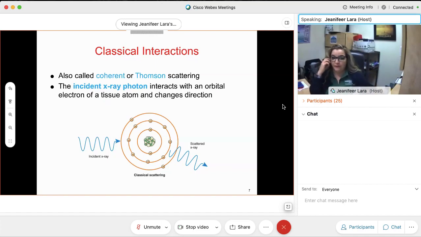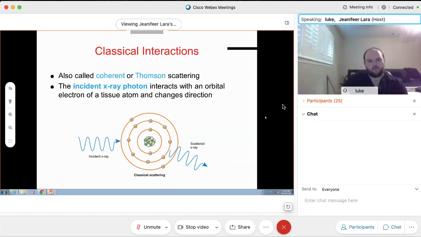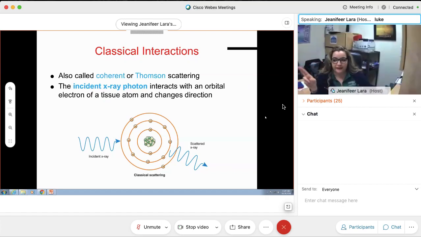There are a couple of things that happen in classical interaction. Because this is so low in energy, it does not possess a lot of energy. What is the rule of thumb average energy of our primary beam, Luke? What is the most abundant keV value of our primary beam? Remember, we're not talking tungsten anymore. Those values don't mean anything to us anymore.